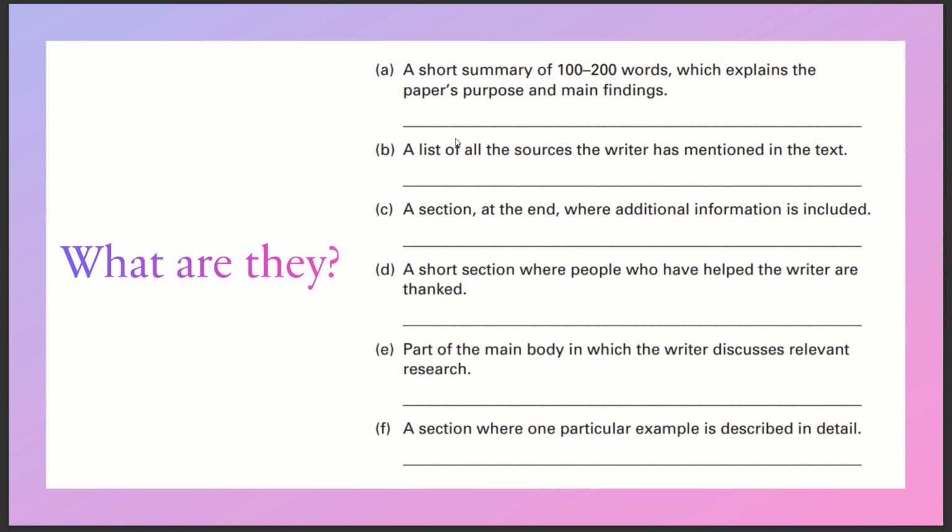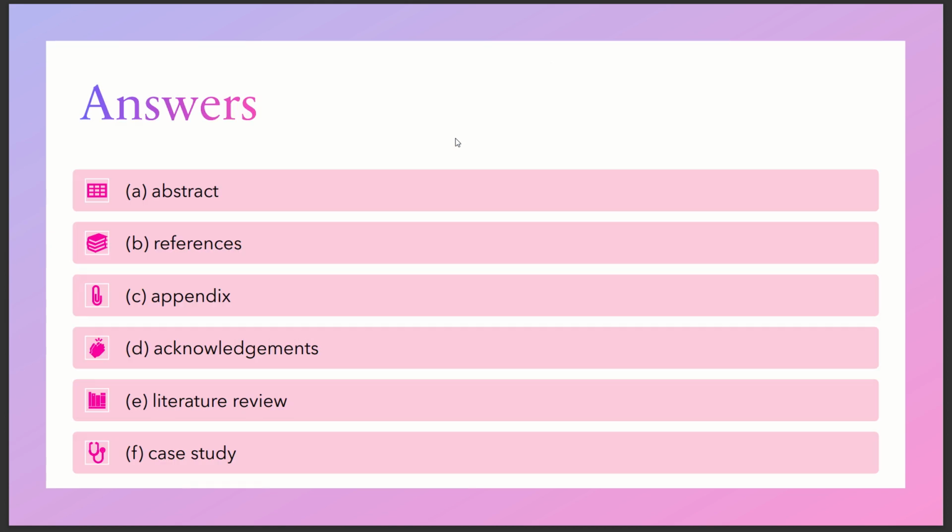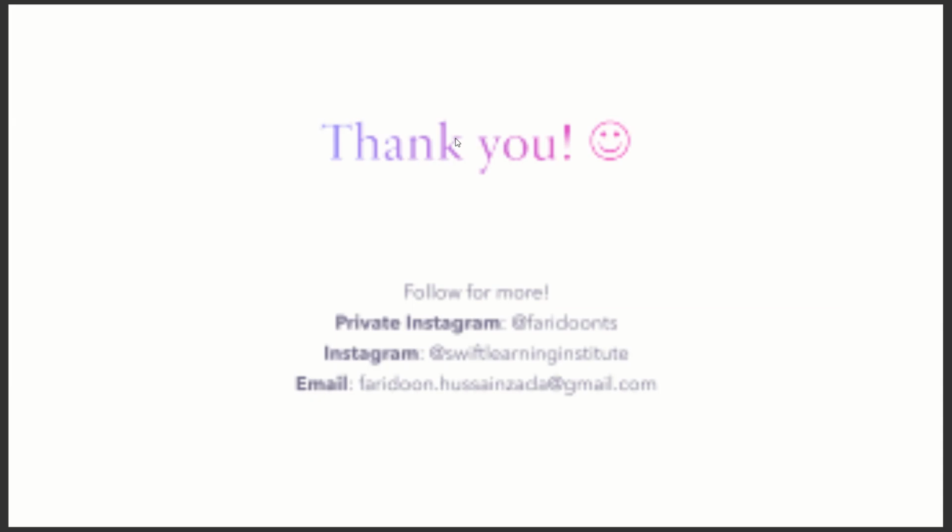Have your answer ready? Let me bring it for you. And these are: the first one was an abstract. Second was the reference section. Third one was an appendix. Fourth one was the acknowledgement section. The 5th one was a literature review. And the last one was a case study.